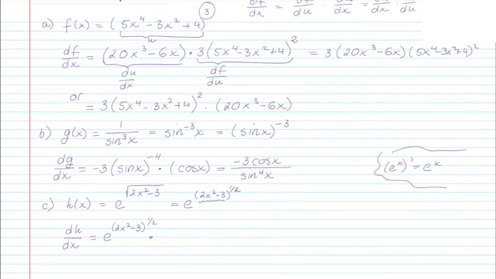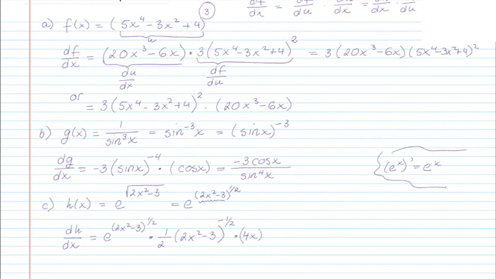Then I have to multiply it by the derivative of the something. Now what is the something? It is 2x squared minus 3 to the power 1 over 2, which means I have something to the power of 1 over 2. What is the derivative of something to the power of 1 over 2? It's going to be 1 over 2 times the something. What's my something? Now it's 2x squared minus 3, and then to the power of 1/2 minus 1, which is negative 1/2. And then I have to multiply that by the derivative of the something, which is the derivative of 2x squared minus 3, which is 4x.